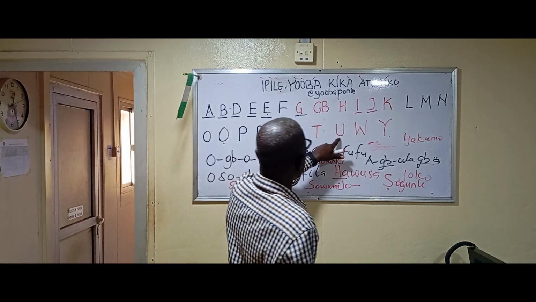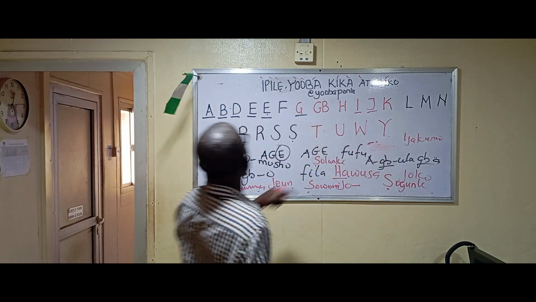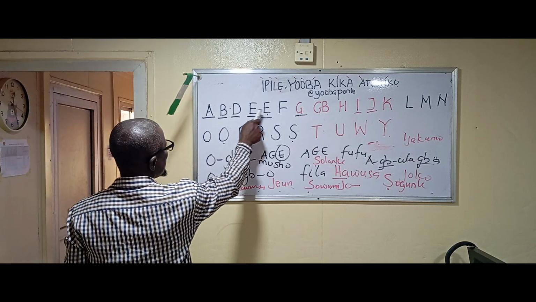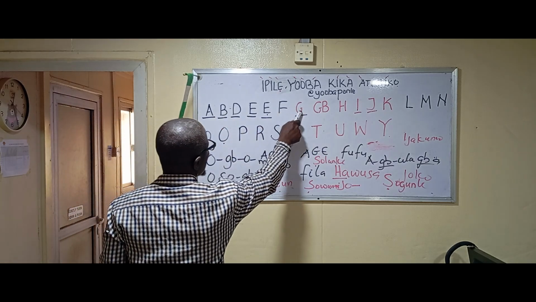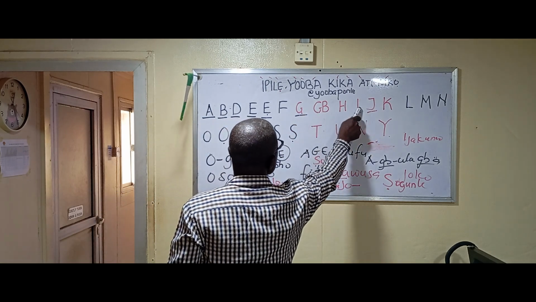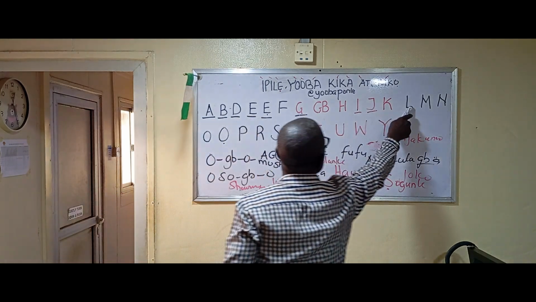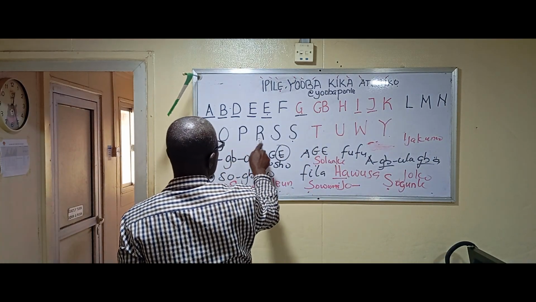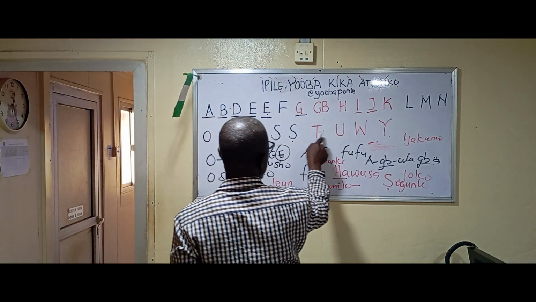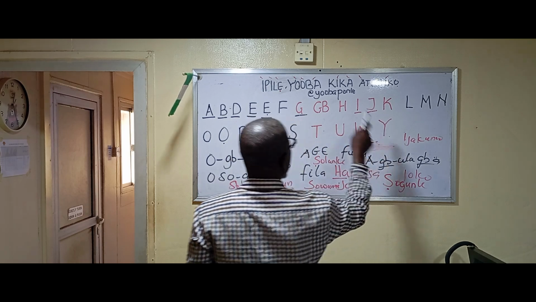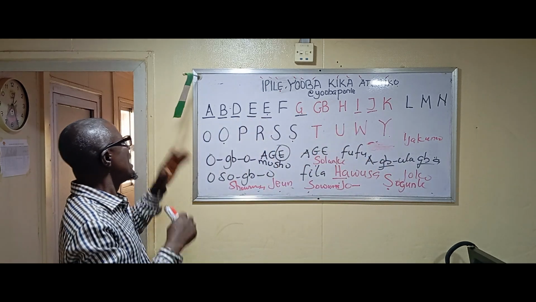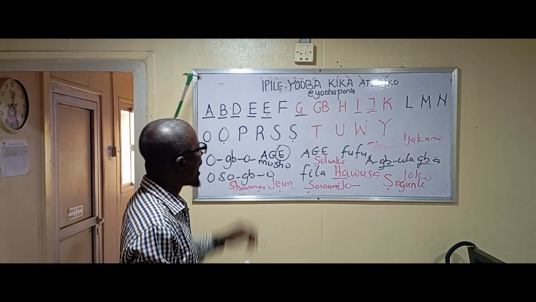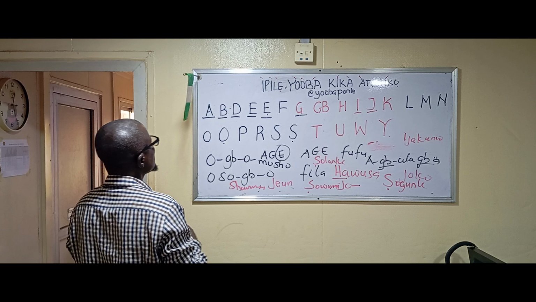Ẹ̀yin akẹ́kọ̀ọ́ yẹn kà. A, B, D, E, F, G, B, E, G, K, L, M, N, O, P, R, S, Ş, T, U, W, Y. Ẹ kárí láé. Eléyìí ni ìpìlẹ̀ kíkà àwọn álífábẹ́ẹ̀tì Yorùbá. Kí ni mo pè é? Álífábẹ́ẹ̀tì Yorùbá. This is a Yoruba alphabet.